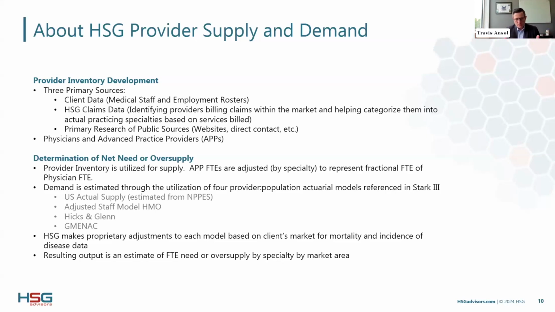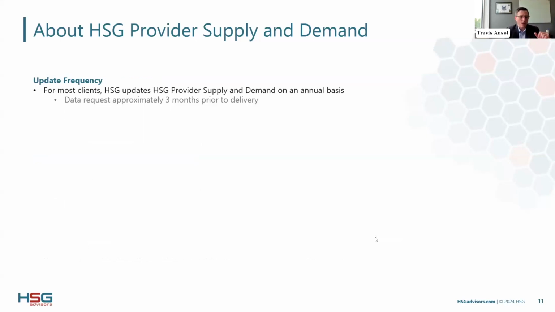And so when we mash all those things together, we contrast the demand in the market based on the population with our adjusted models, and push that against the actual supply data by specialty. We get a resulting output of FTE need by specialty and by market area. And we'll take a look at what some of those visualizations look like in a second.